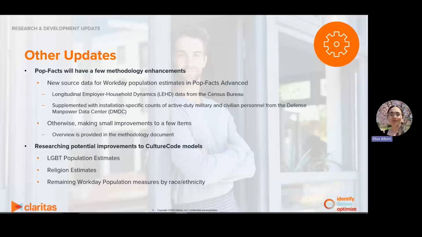And then finally, we're still researching some potential improvements to the culture code models that'll be coming out later this year. And that includes our LGBT population estimates, our religion estimates, and the remaining workday population measures by race and ethnicity. So if you're receiving any of those data items, either standalone or as part of AMDS, hopefully we'll have more information to share on those later in the year. Or if you're interested in getting this data, you can reach out to your Claritas representative and they'll be happy to send you information on them.